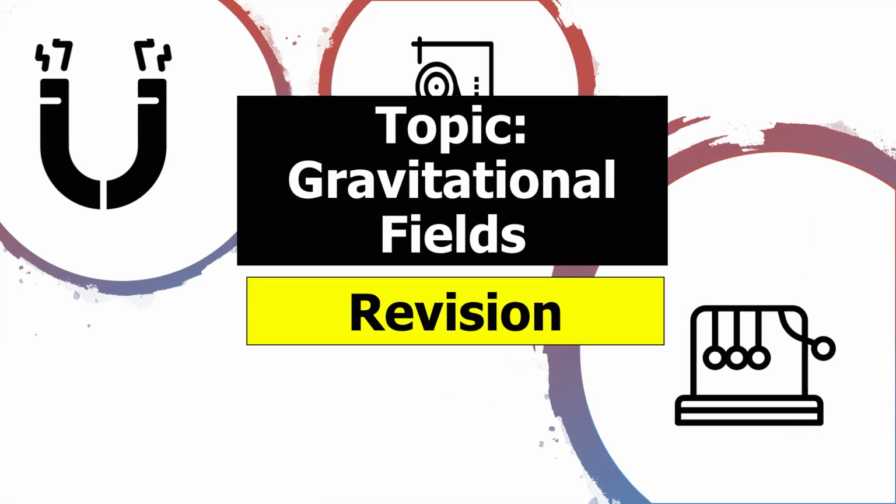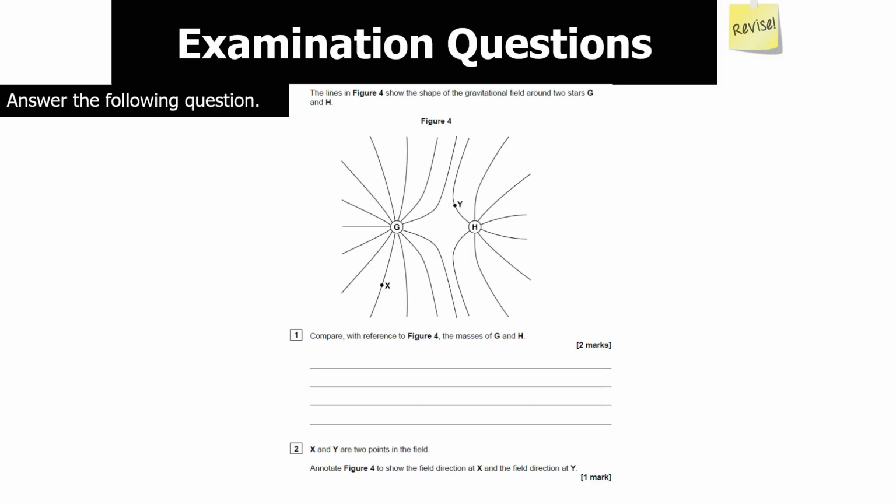So the first topic we'll look at is gravitational fields. The first question says, the lines in figure 4 show the shape of the gravitational field around two stars, G and H. Compare, with reference to figure 4, the masses of G and H. Then the next question says, X and Y are 2 points in the field. Annotate figure 4 to show the field direction at X and the field direction at Y. So pause the video now, then unpause the video when you want to go through your answer.